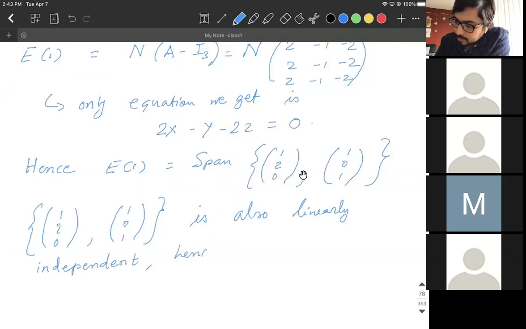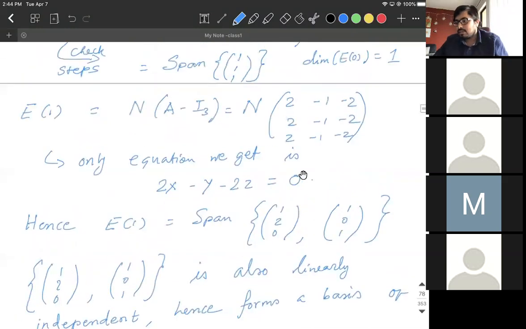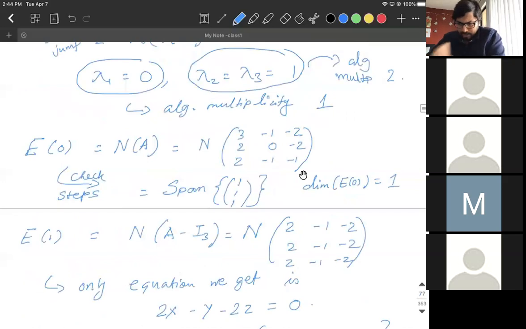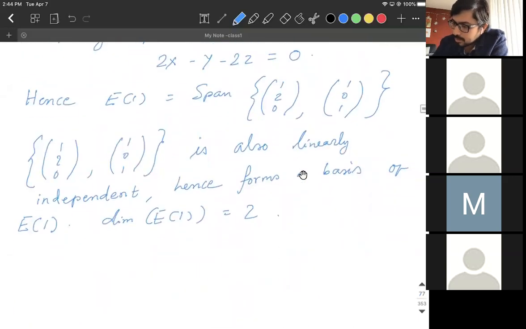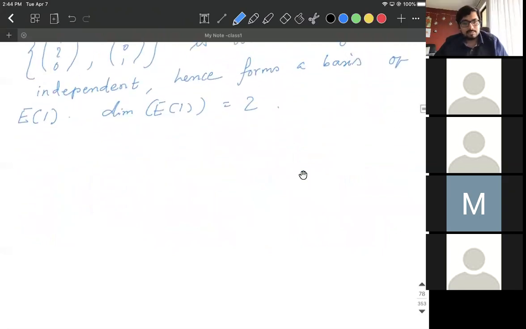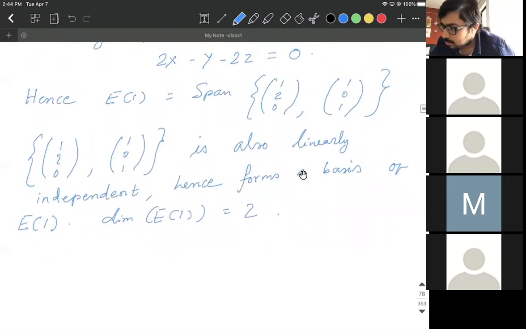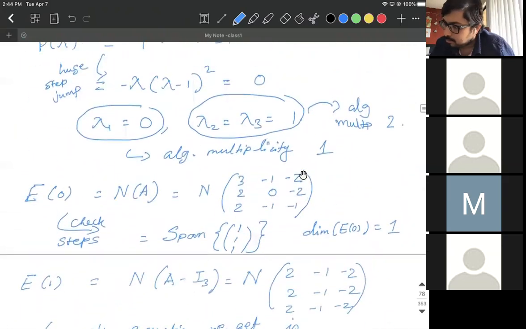Okay, hence it forms a basis. So the dimension of E1 is 2, and we are good. So for each eigenvalue, we have that the geometric and the algebraic multiplicities match. In this case, they are both 1, and in this case, they are both 2. Hence, we conclude that the matrix is diagonalizable. And we are almost complete with the diagonalization process.